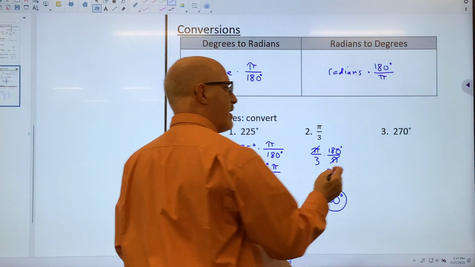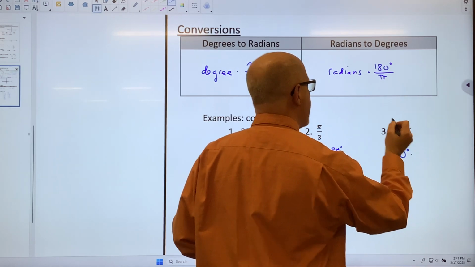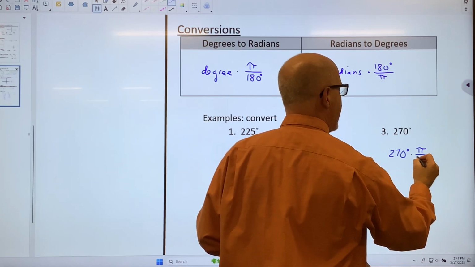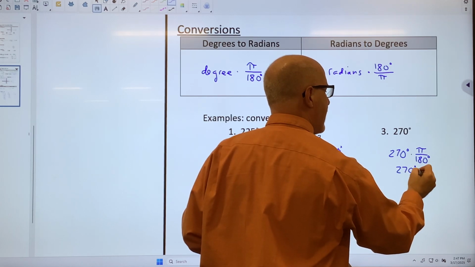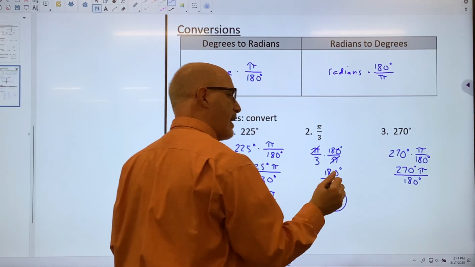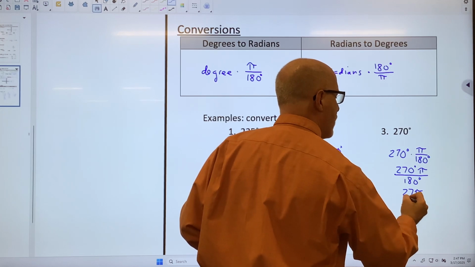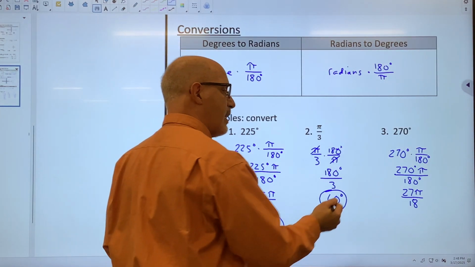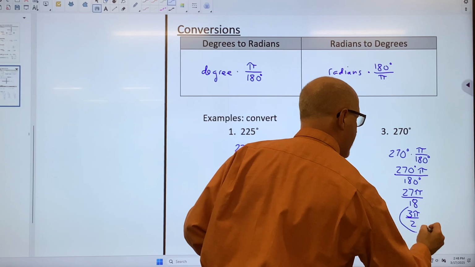And then lastly, 270, we're going to show one of the quadrantals. So if I take 270 degrees times this conversion factor, pi over 180, notice that I'm going to make this then 270 pi over 180. The degree units will cancel. You can cancel out a 10 out of each, so you have 27 pi over 18. Then again, you've got a 9 that you can reduce out. So this is going to be 3 pi over 2 for the radian measure.